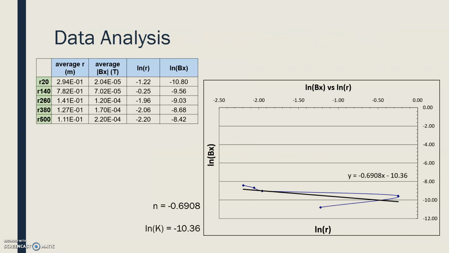The table shows the average R and average magnetic field x components at each magnetic field value and the corresponding natural log of each value. The natural log of the average distance R and the magnetic field Bx were graphed as shown to the right. The slope of the line, which is the distance dependence, was determined to be negative 0.6908, while the intercept, which is the natural log of the constant k, is negative 10.36. The negative distance dependence indicates that the magnetic field decreases as the distance increases.